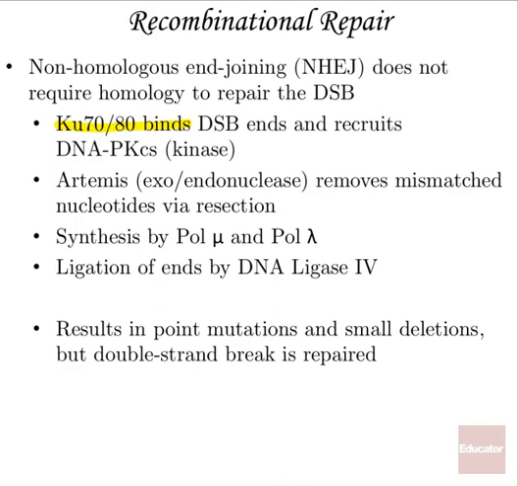So what NHEJ would look like, just very simply: we have our Ku70/80 binding, and then you recruit the kinase and Artemis. It removes that piece, then we can get proper synthesis. Okay, good.